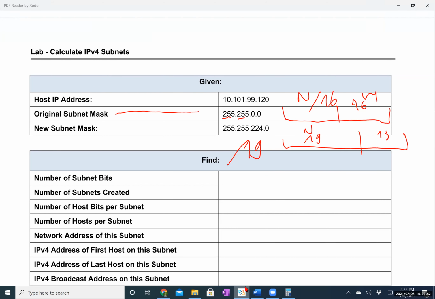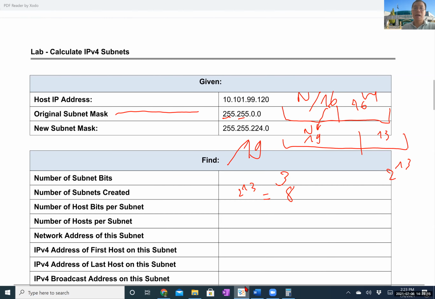We borrowed 3 bits. Now you see at the beginning you have the /16. Now you go to the /19. That means you borrow 3 bits. How many subnets do you have? The first formula here. If you borrow 3 bits, how many subnets do you have? 8. We have 8, right? 2 raised to the power 3, you have 8 here.